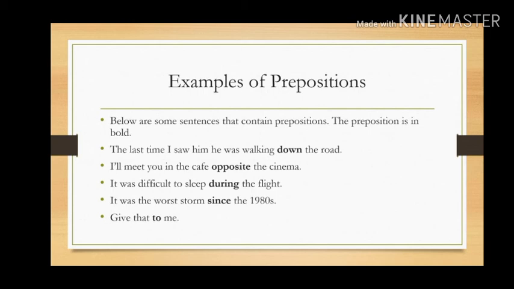The last time I saw him, he was walking down the road. I'll meet you in the cafe opposite the cinema. It was difficult to sleep during the flight. It was the worst storm since the 1980s. Give that to me. So the prepositions in these sentences are down, opposite, during, since, and to.